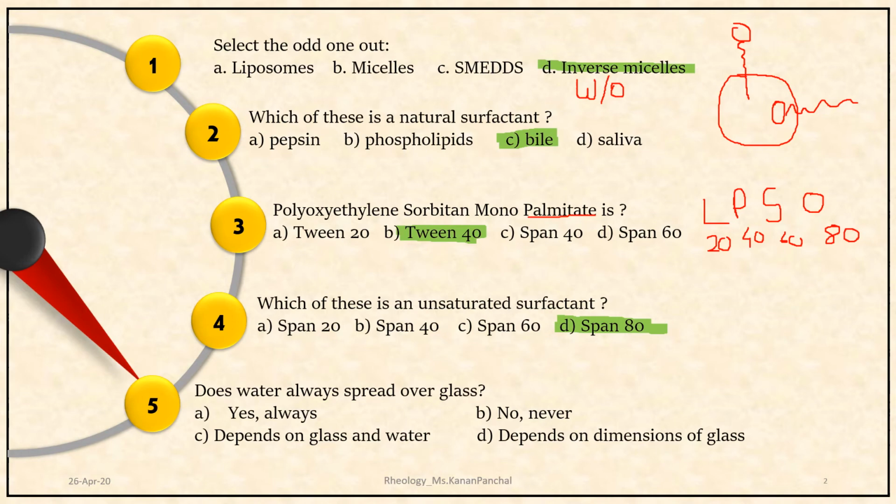Does water always spread over glass? No, it depends on glass and water. Only if the glass surface is clean and the water is distilled will it completely spread over glass.